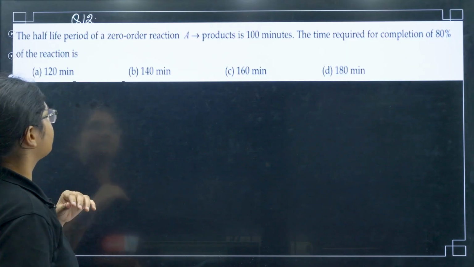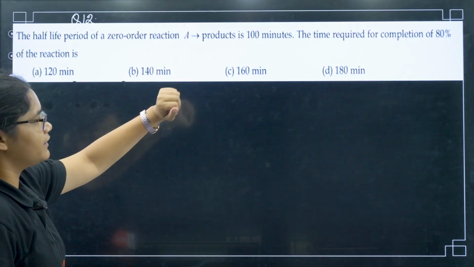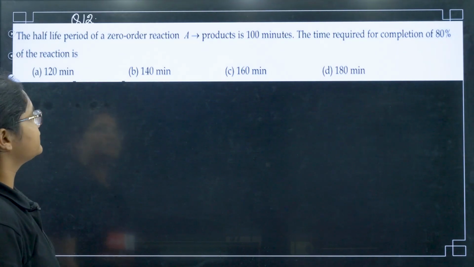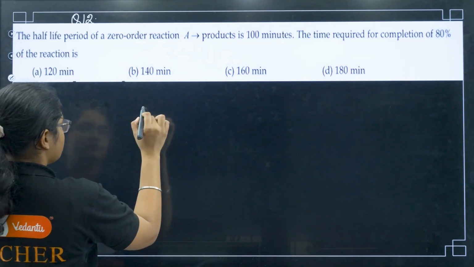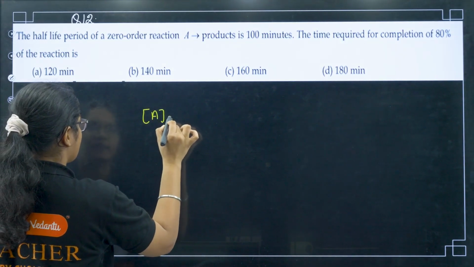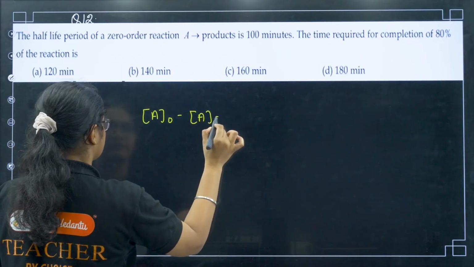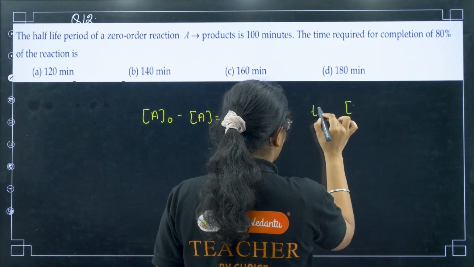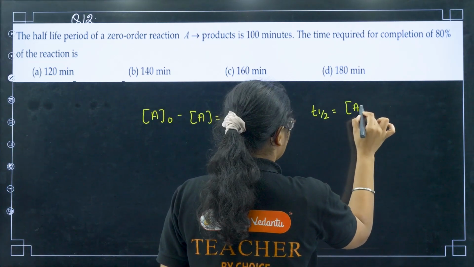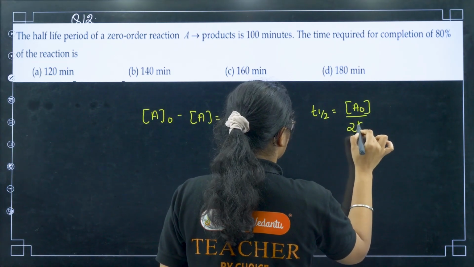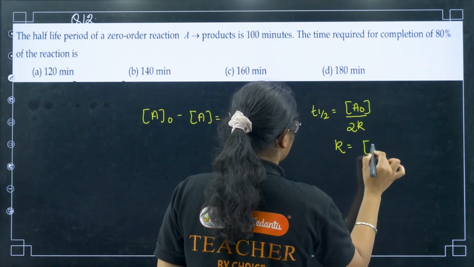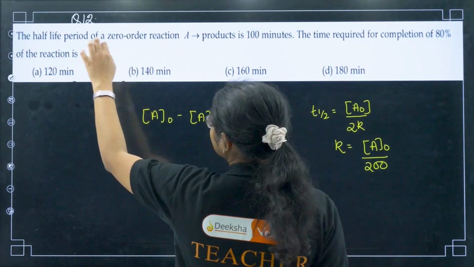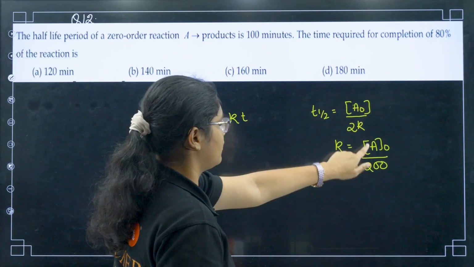Next, the half-life period of a zeroth order reaction is 100 minutes. The time required for 80% completion of this reaction is? For a zeroth order reaction, I have A naught minus A is equal to K into T, and T half is equal to A naught by 2K. So what will be the value of K here? A naught by 2 into 100, because the half life is 100 minutes.